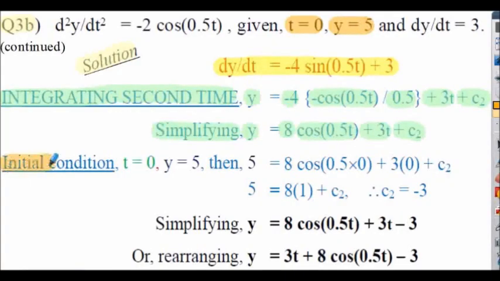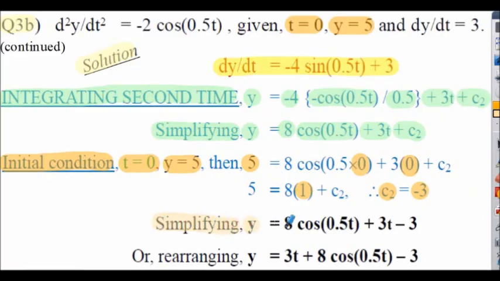So imposing the initial condition given, we have 5 on the left hand side of the equation, and we place a 0 wherever we have a t on the right hand side. Note that cos of 0 is actually 1. So essentially we have the equation 5 is equal to 8 plus c2. And subtracting 8 from both sides of the equation, we find c2 is equal to -3.